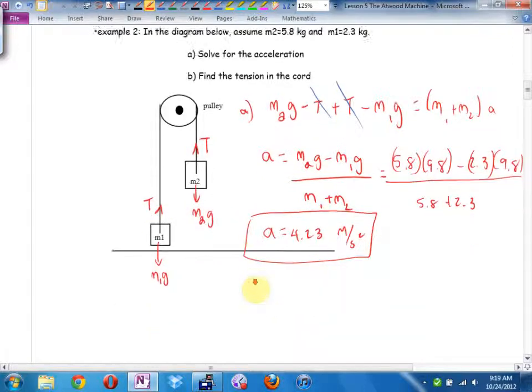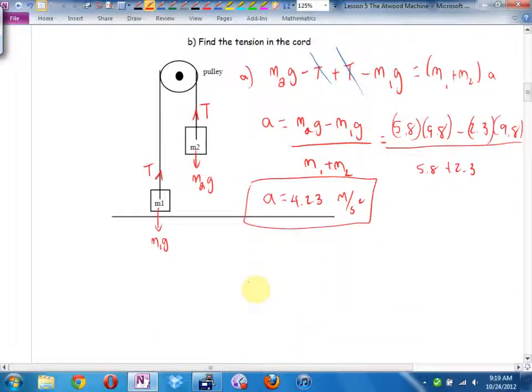There's part A. What does B want me to find? Tension. Look at one mass. Which mass? It really doesn't matter, although I'm going to be clever. When in doubt, I like to pick the mass in which tension is the winner, because the equation is a tiny bit easier. Which one is tension winning in? Mass 1.